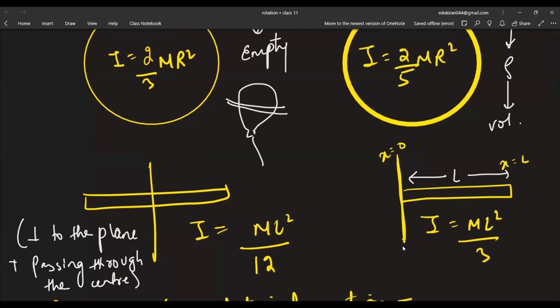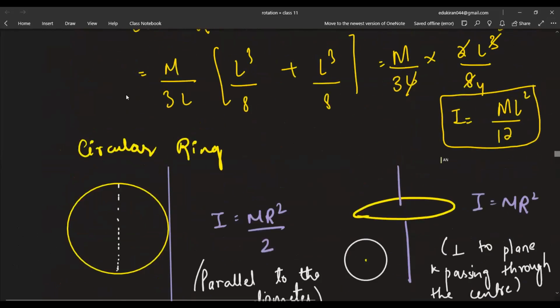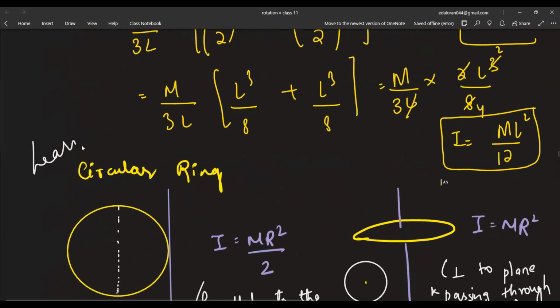And here the axis is on one of the ends. So these are standard cases which you have to learn. All these values of moment of inertia you have to learn because you will get the questions.